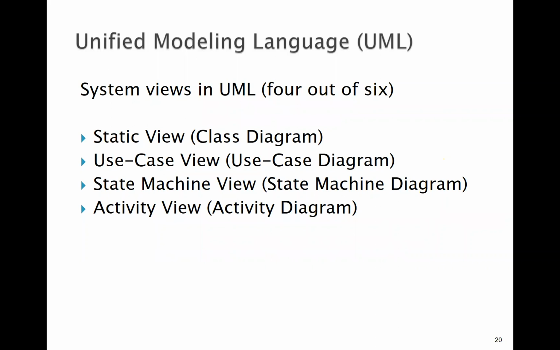Okay, so we have discussed UML and 4 system views in UML out of 6. As we said earlier, there are 6 system views in UML, 4 of them. These are static view, class diagram, use case view, we use use case diagram, and state machine view, state diagram, activity view, activity diagram.